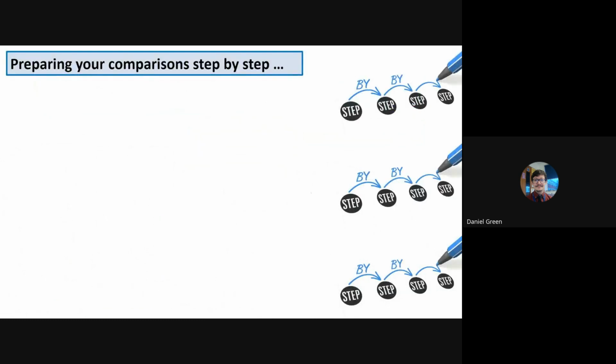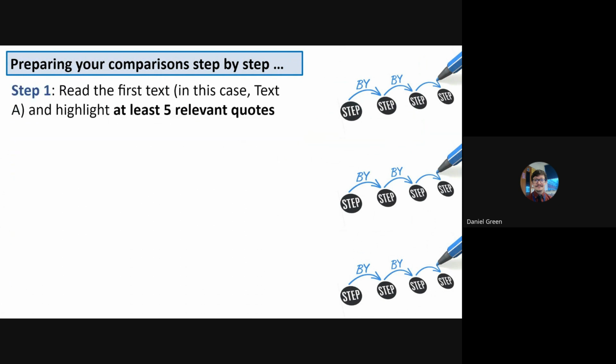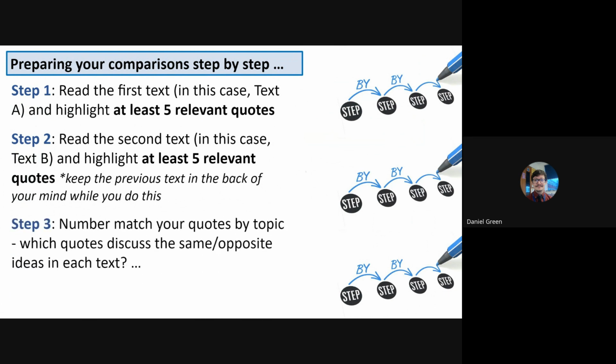Now, preparing your comparisons then, how do you do it? So read the first text, so in this case, text A, and highlight at least 5 relevant quotes to the question. Step 2, read the second text, so in this case, text B, and highlight at least 5 relevant quotes. But what I would do is keep the previous text in the back of your mind while you do this. Helpfully, the exam board tends to have these two texts on the same double page spread, so you're able to see it a little bit easier. And step 3, number match your quotes by topic. Which quotes discuss the same or opposite ideas in each text?